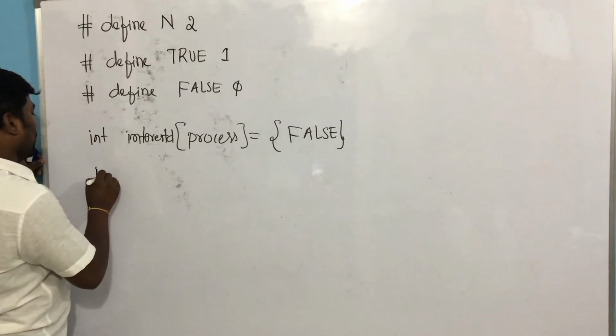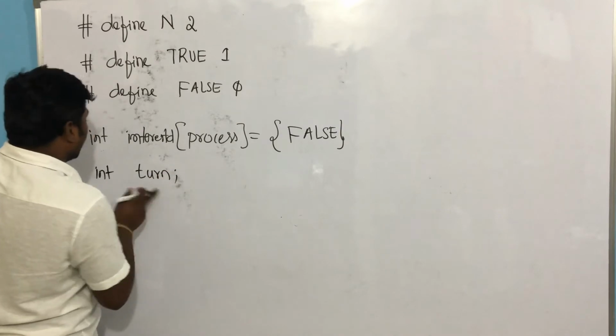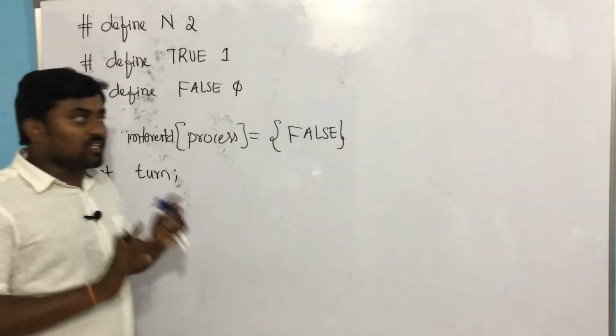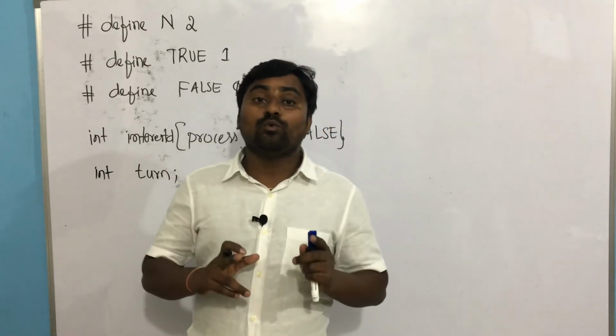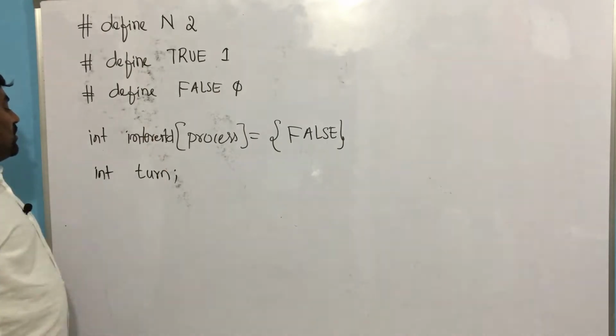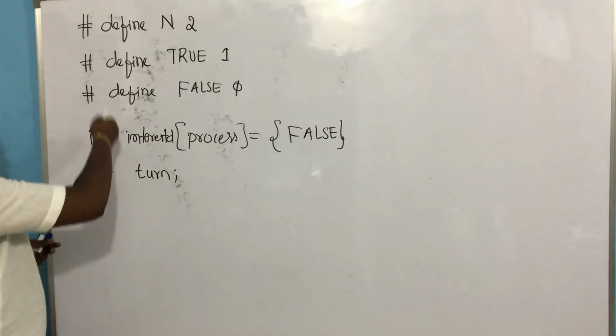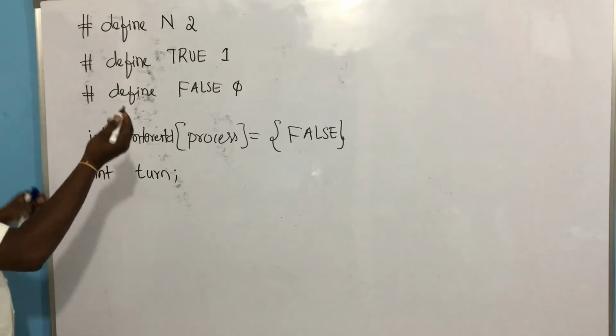So I will define the shared global variable, int turn. Now the turn value is not at all initialized. Are you getting it? I am not initializing the turn value. The turn value will come based on the process interest only. If both are interested, we have to update the turn value. Yes, so this is the primary information I have written. Let us write the code.